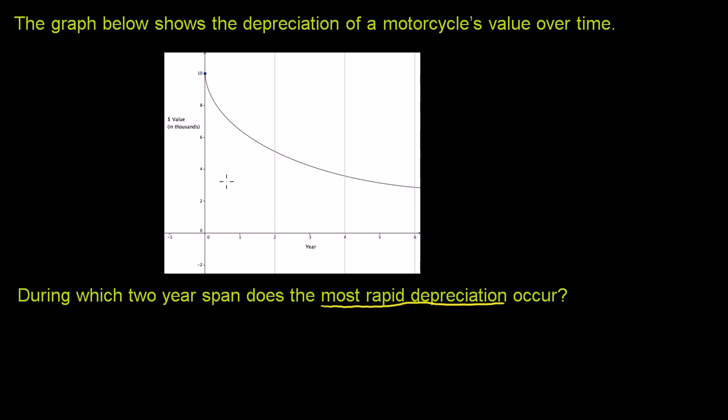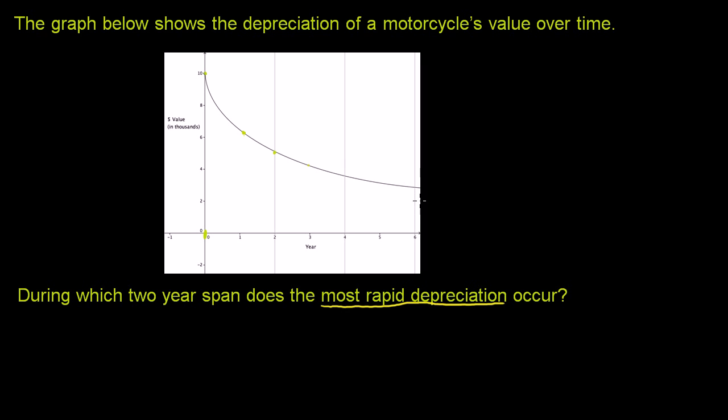And you can just eyeball this here. Let's just look at what this chart's saying. This is saying right when the motorcycle is brand new, when it's 0 years old, it is worth $10,000. And then when it's 1 year old, it looks like it's a little over $6,000. And when it's 2 years old, it looks like about 5,000. Then at 3 years, it's about 4,000, and so on and so forth. So this curve shows how it depreciates, how it loses its value.